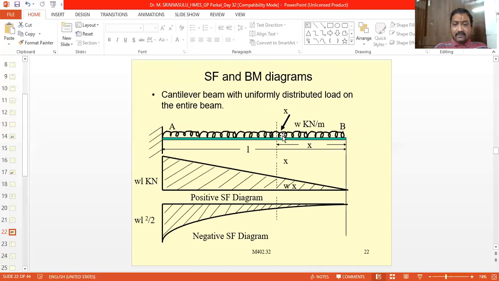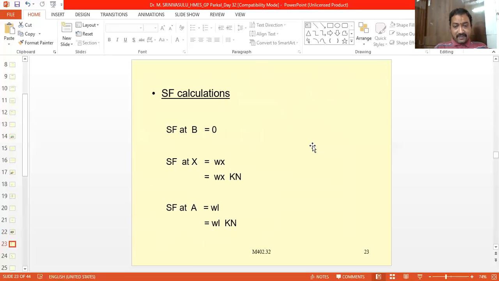So the UDL is given as W kilonewton per meter length, into this distance. So W into x is the force. So W into x is the shear force acting at XX, and the general equation for the shear force is equal to W into x, where W is the intensity of loading, the intensity of the UDL, in kilonewtons per meter length, and x is the distance. So W into x in kilonewtons is the shear force.